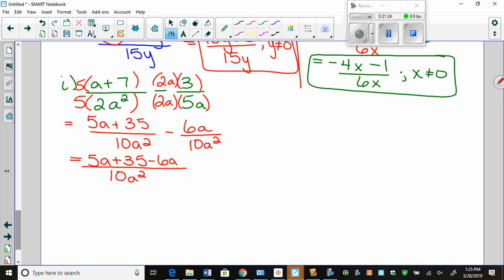And then we collect like terms. 5a minus 6a is negative a plus 35, all over 10a squared. A cannot equal 0.